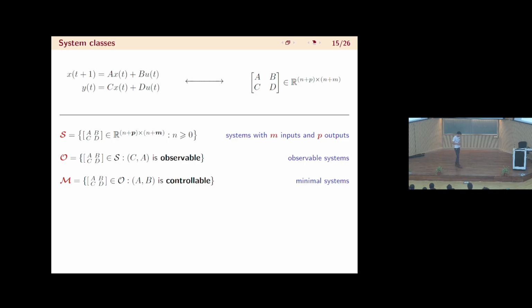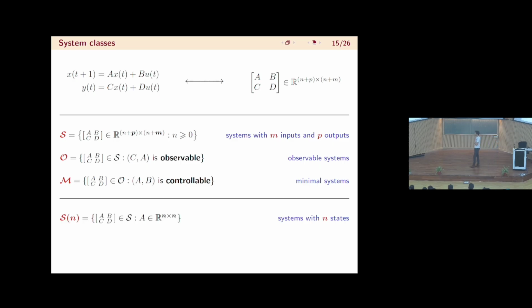Yet another subset of that set of observable systems is the set of minimal systems. So those are systems which are both observable and controllable. We will also use the set Sn of state space systems with exactly n states. And Sln denotes those systems with exactly n states and lag L.